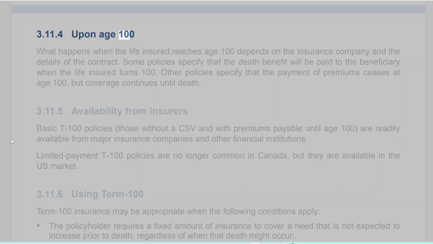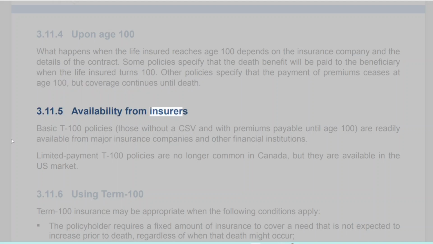3.11.4 Upon age 100. What happens when the life insured reaches age 100 depends on the insurance company and the details of the contract. Some policies specify that the death benefit will be paid to the beneficiary when the life insured turns 100. Other policies specify that the payment of premium ceases at age 100, but coverage continues until death.